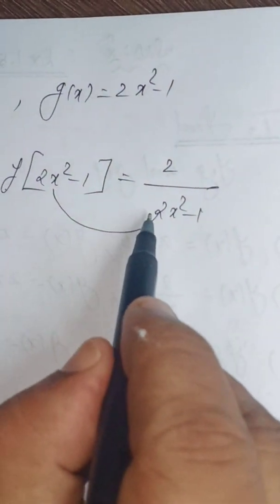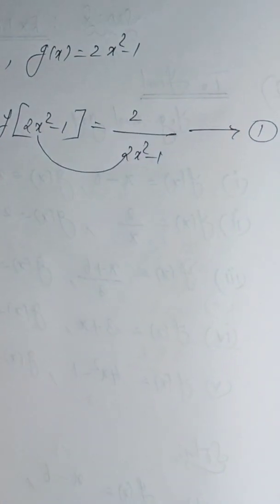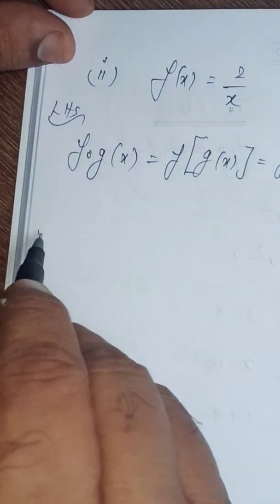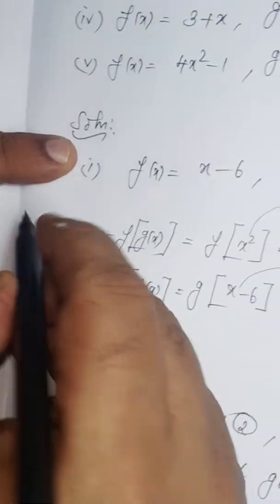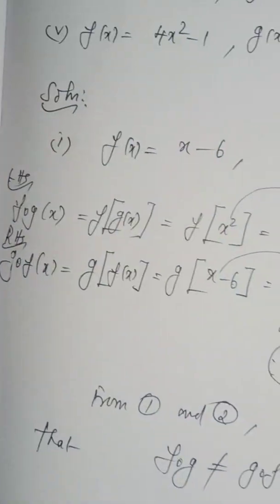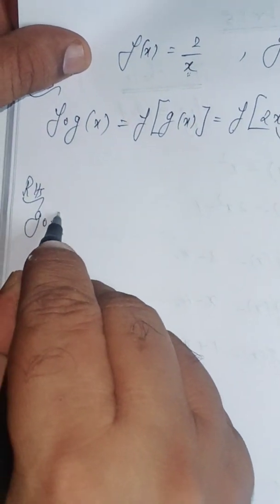That's all. Okay, this is LHS. Let it be number 1. Now RHS. I write LHS over here. Now RHS. Even in this problem I write LHS, RHS. In RHS you have to find g dot f.